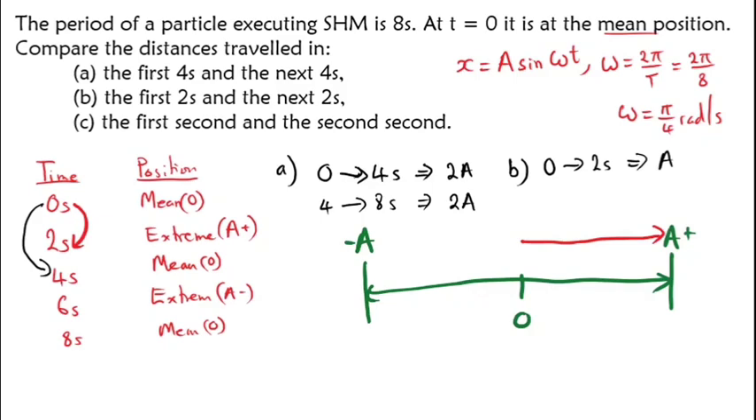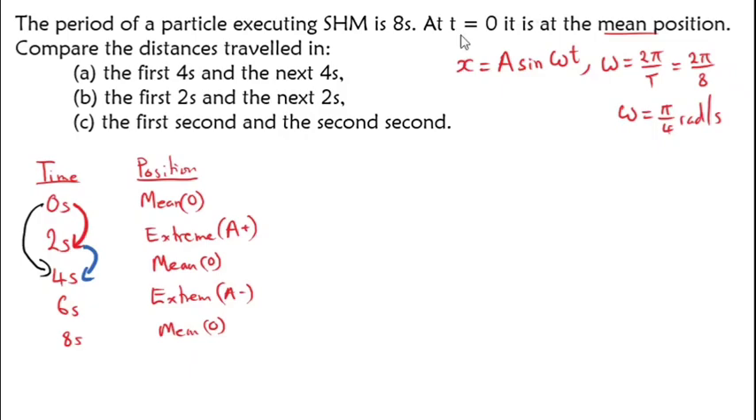Then in the next 2 seconds again, it moves from the extreme to the mean. So from here to here, what's the distance covered? Another A. So from 2 seconds to 4 seconds, the distance covered there is also A. So if I compare the two, we can clearly see that the distance is the same as well.